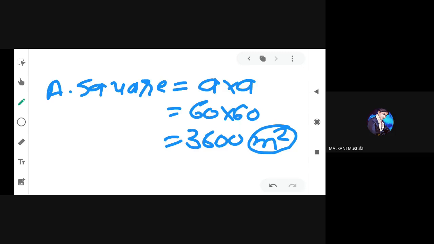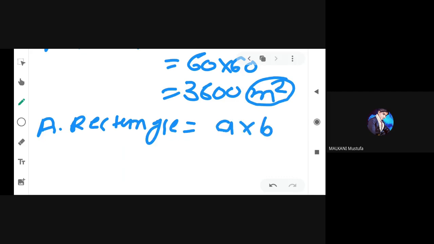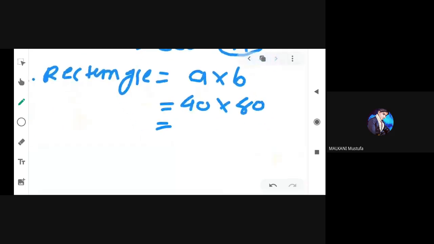Now we have to find the area of the rectangle. Area of rectangle means A into B. The measurement of A is 40 meter and the measurement of B is 80 meter. So 40 into 80 means 3200. 4 8s are 32, and 3200 meter square.